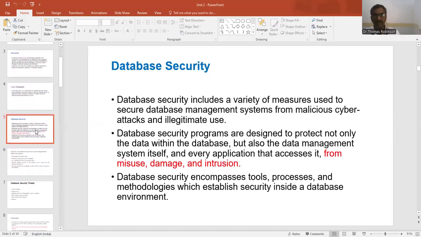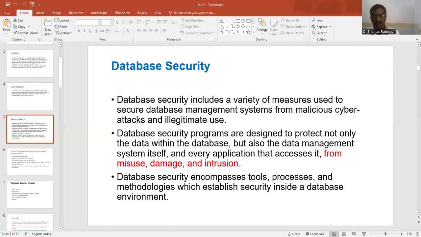The next one is database security. The unauthorized people who are trying to intrude mostly focus on the databases, because databases hold the full data. Database security includes a variety of measures used to secure database management systems from malicious cyber attacks and legitimate users. Database security programs are designed to protect not only the data within the databases, but also the data management system itself and every application that accesses it from misuse, damage, and intrusion.